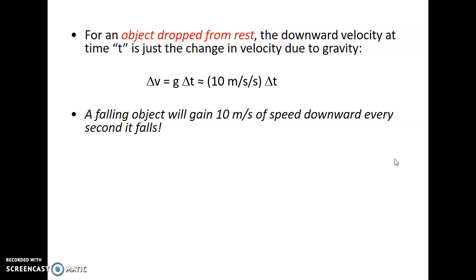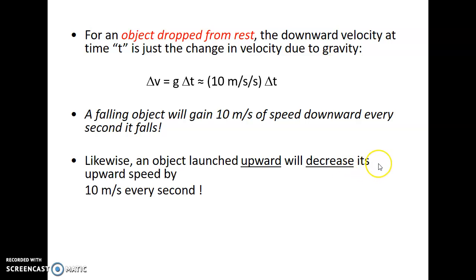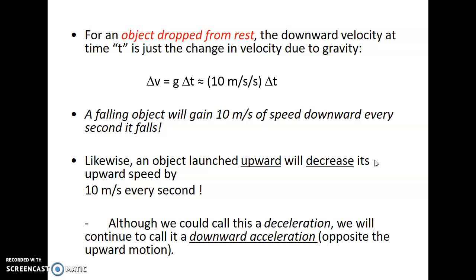Okay, if it's going up, the acceleration is still down, which means we could think of it as a deceleration, but it just means that the upward speed is decreasing by 10 meters per second per second. So an object launched upward will decrease its upward speed by 10 meters per second every single second. We could call this a deceleration, but because we don't want to use different words for the same thing, we just call it a downward acceleration.